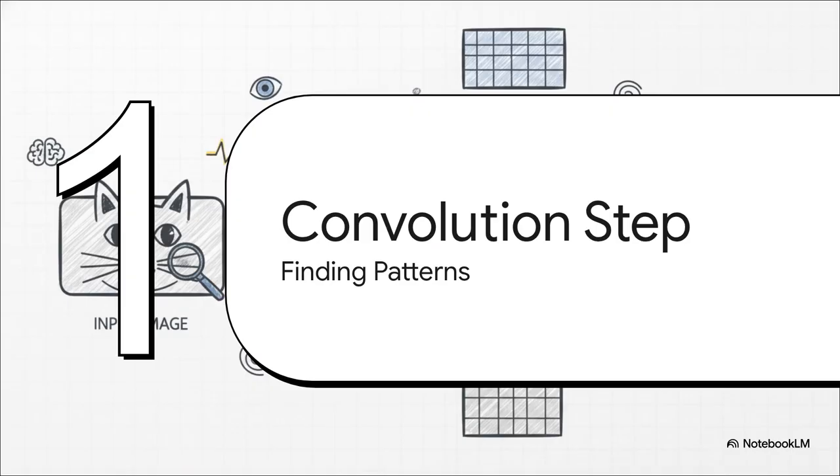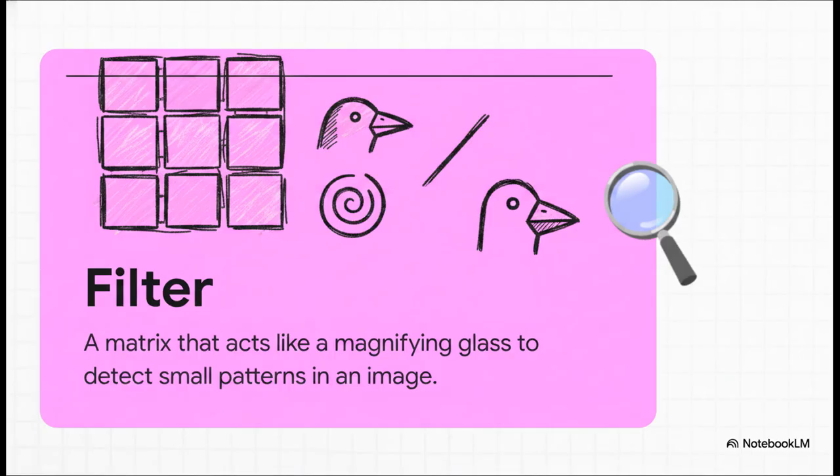Let's look at how the machine actually uses these rules. So the engine driving this whole network is something called a filter. You can picture a filter as a sort of mathematical magnifying glass. It's just a small matrix of parameters that actively scans over the image, specifically looking for small localized patterns, like that beak we were just talking about.